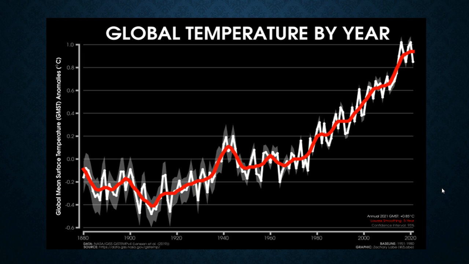Global temperature by year, and it goes back to 1880. Now, the white line is the annual. The gray is the 95% confidence interval. And if you look at this, the further back in time you go, you're going to see a larger confidence interval because there's more error, less certainty in the measurement. When you start getting to more recent times, our instrumentation is very accurate, so we have less error, so we have a tighter confidence interval.